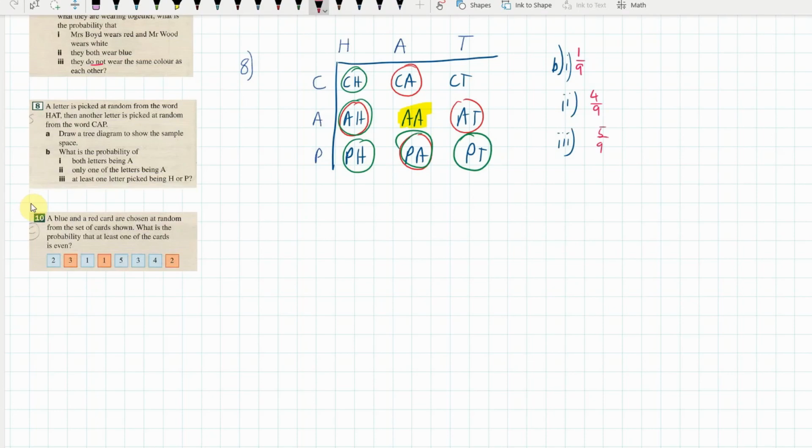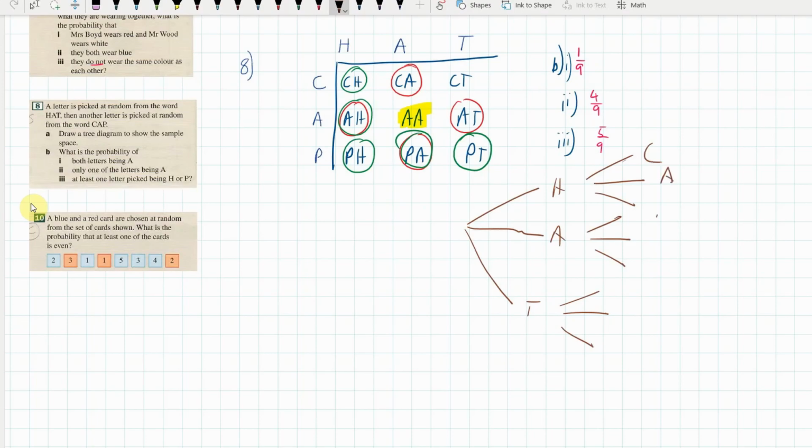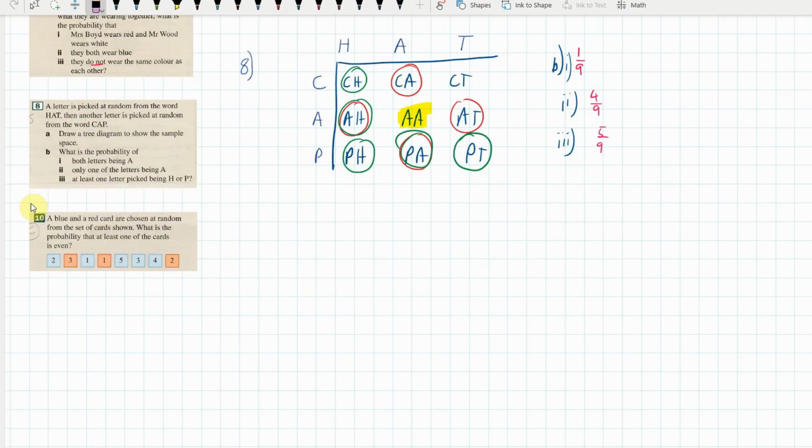5/9. Okay, now if you were drawing a tree diagram, I'll just quickly show you. It's going to look like this. Right, so you're going to have 3, so H, A, T, and then from there you're going to have 3 options coming off each branch, and those 3 options are going to be C, A, P, right? Okay, and you can see why I chose not to do that, because it's not a cool way of doing it. Okay, number 10.